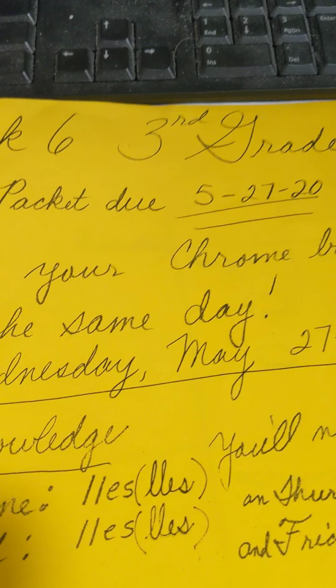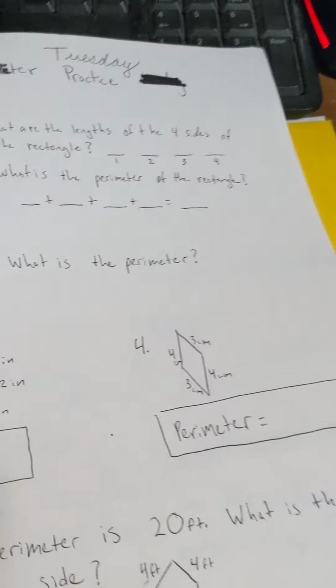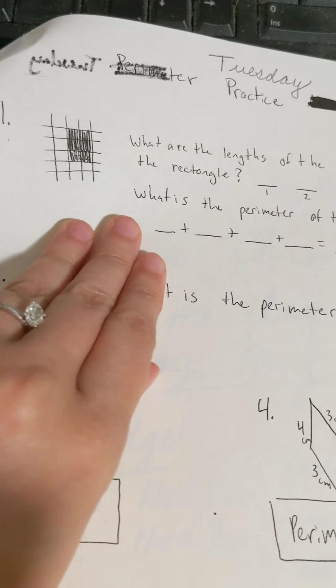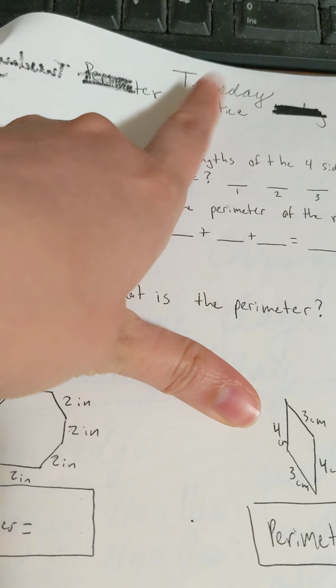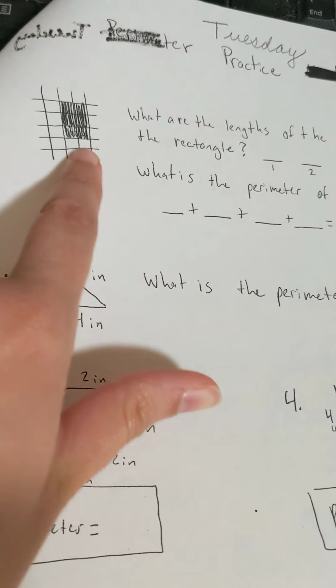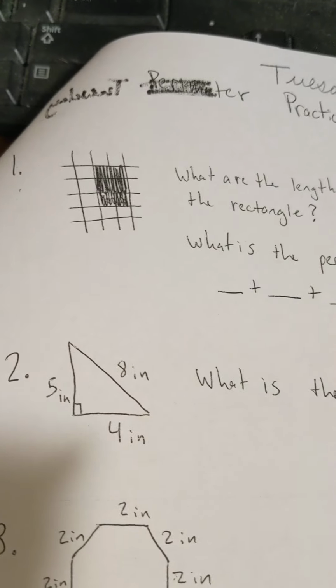So we're going to start by going to your yellow packet, week 6, third grade. It's due on Wednesday, along with any other missing packets you might have. It says Tuesday practice because today's Tuesday. So take a look at number 1. We have a grid here.